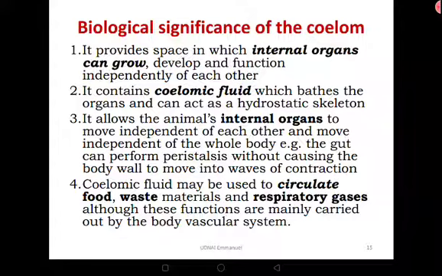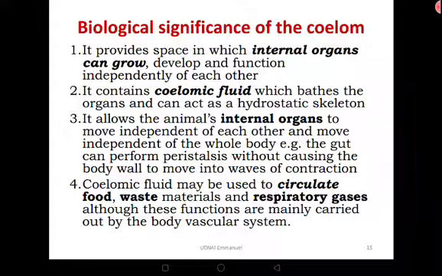It allows the animal's internal organs to move independently of each other, and independent of the whole body as well. So you can have, for example, the digestive movements, the peristaltic movements in the stomach, in the gut, or in the gullet, taking place, and they are not affecting the kidneys. That movement is not affecting the spleen. So it's because of the presence of the coelom that enables the cushioning of different organs, enabling them to perform their function without affecting other organs in the same system or in the same body.